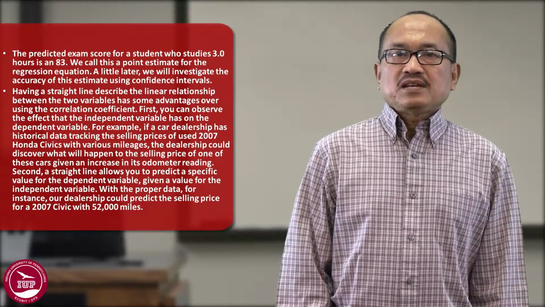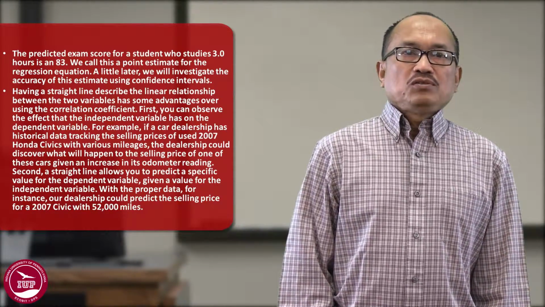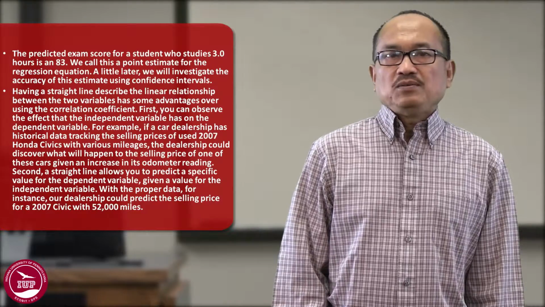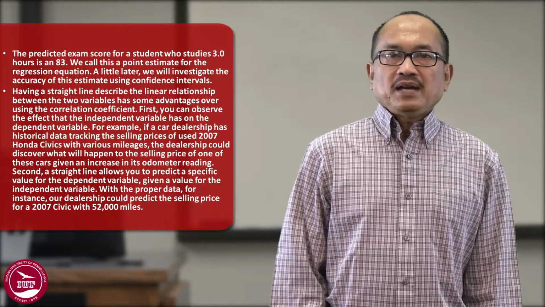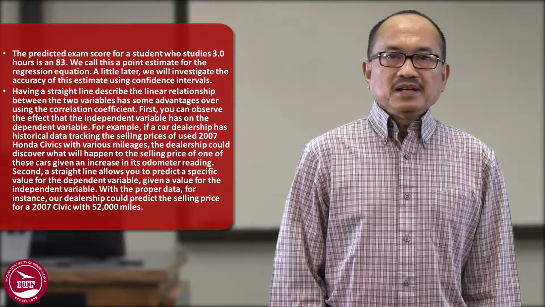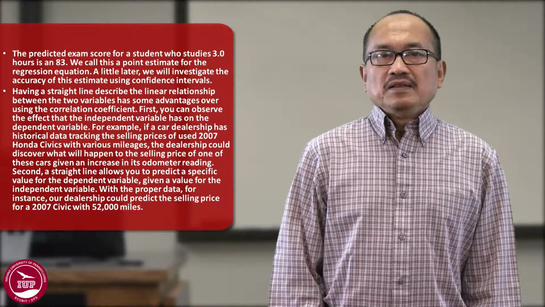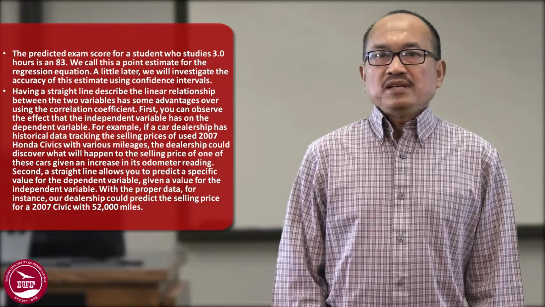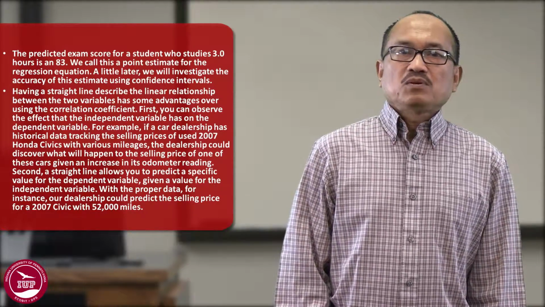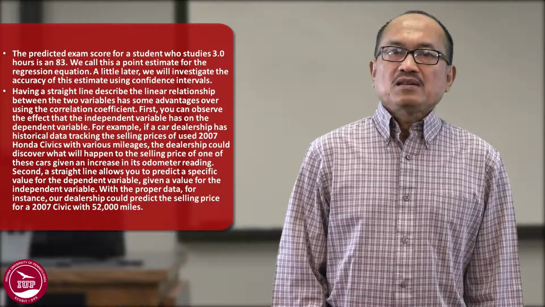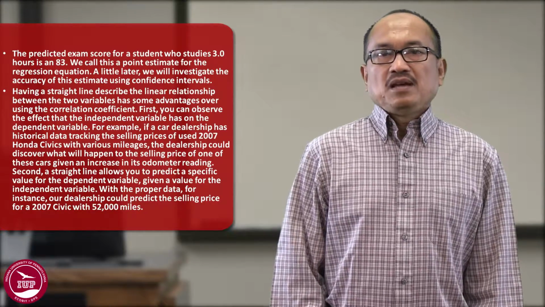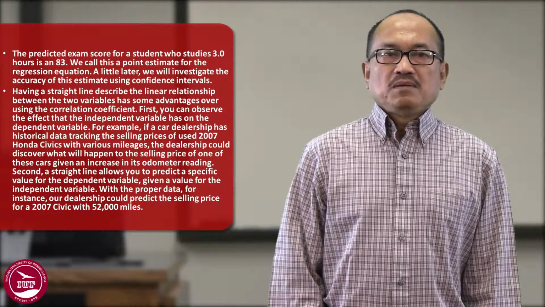Second, a straight line allows you to predict a specific value for the dependent variable, given a value for the independent variable, with the proper data. For instance, our dealership could predict the selling price for a 2000 Civic with 52,000 miles.